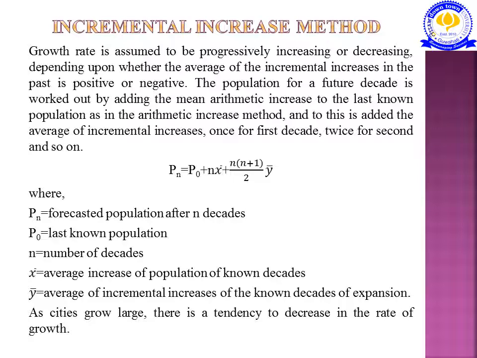So it is talking about this formula: Pn = P0 + n x̄ + n(n+1)/2 ȳ. Let us know what these notations are. Pn is the same, the forecast population after n decades. P0 is your last known population, n is your number of decades, x̄ is your average increase of population of known decades, and ȳ is the average of incremental increases of the known decades of population.